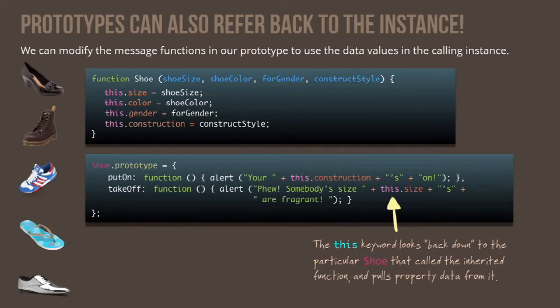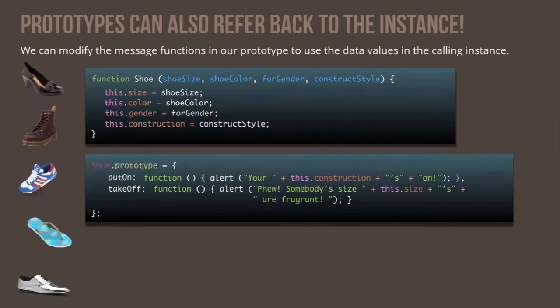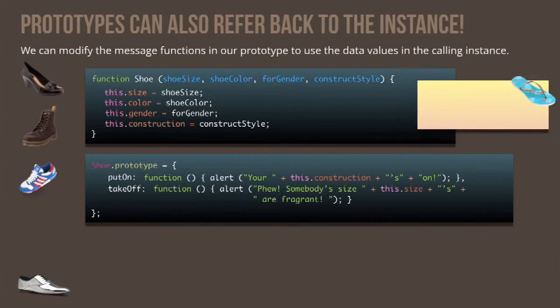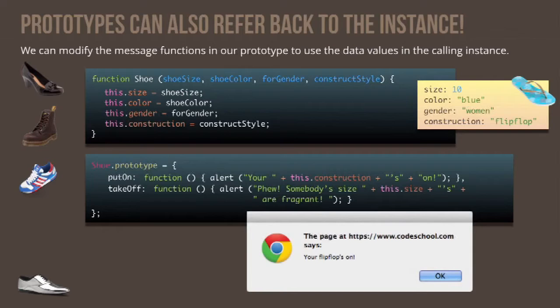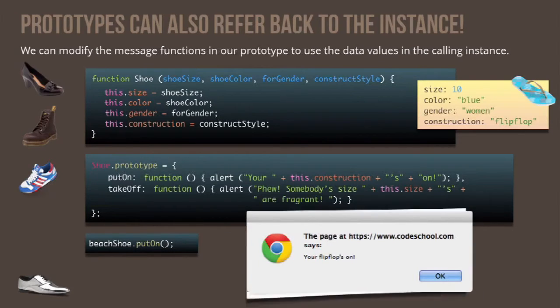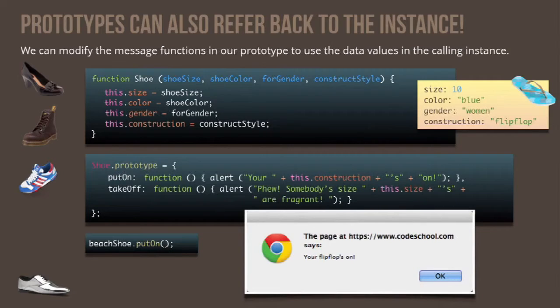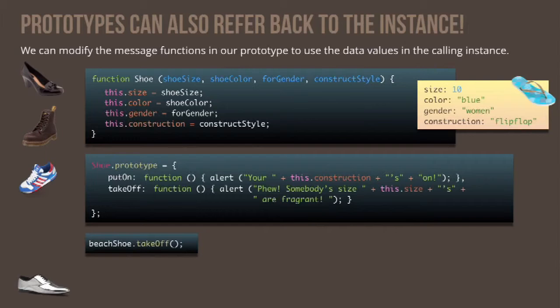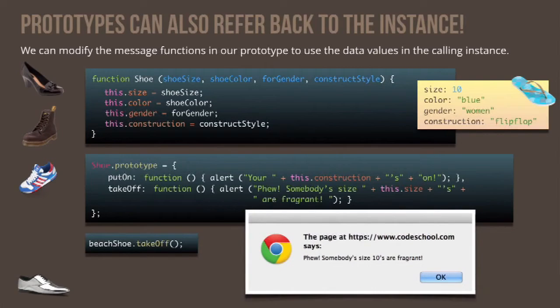What's important here is that the this keyword will look back down to the particular shoe instance that called the function and pull all of the property data from it. So if we call now beachshoe.putOn, we'll get your flip-flops on instead of just your shoes on. And if we call beachshoe.takeoff, we'll get phew, somebody's size 10s are fragrant.